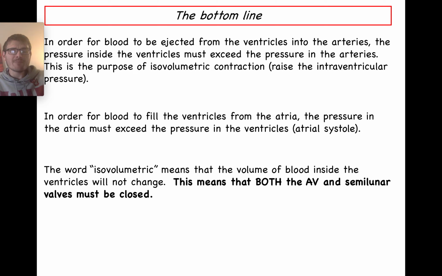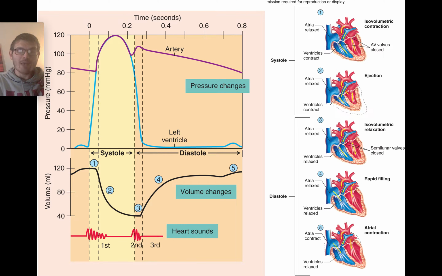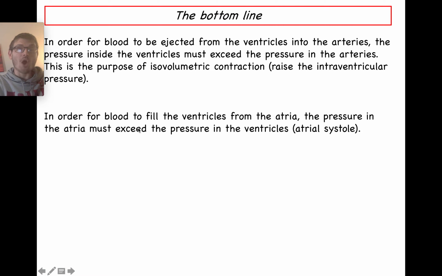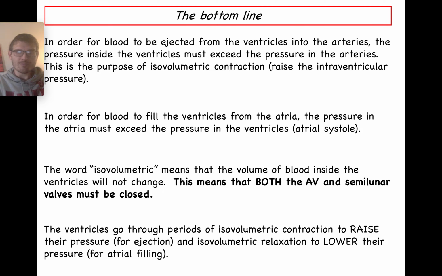And like I said, the word isovolumetric should tell you one very specific and very important thing. It means both the AV valves and the semilunar valves are closed. So if we go back to this chart here, if you see these two dotted lines, if you're in between those two dotted lines here or here, it means that the heart valves are both closed during those circumstances.